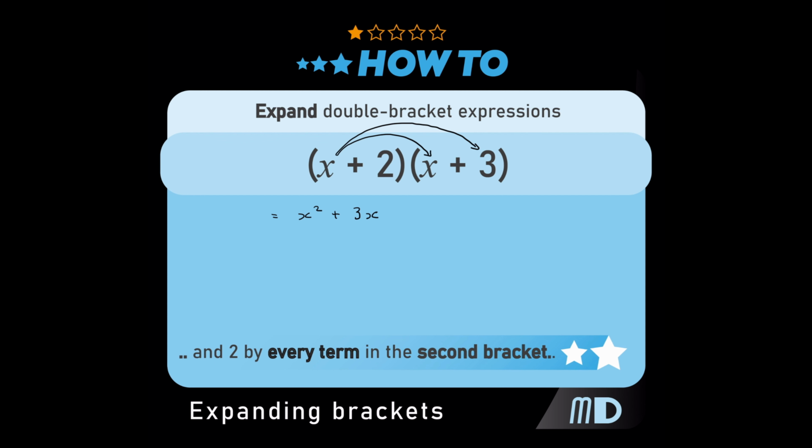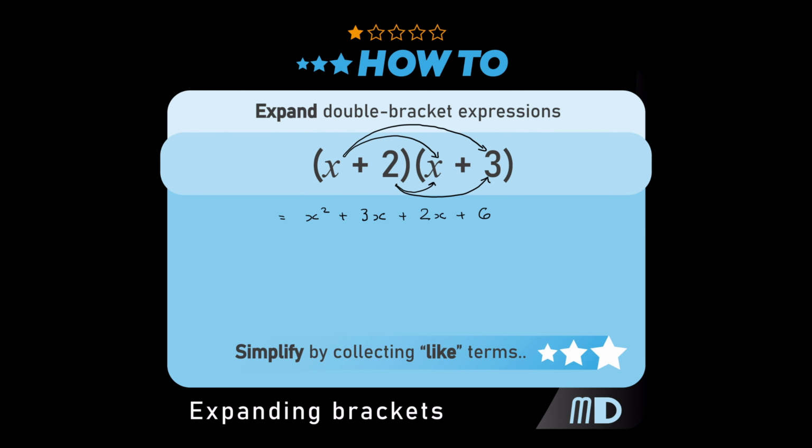Then we multiply 2 by each term in the second bracket. So 2 multiplied by x is 2x, and 2 multiplied by 3 is 6. The expanded expression is therefore x squared plus 3x plus 2x plus 6.